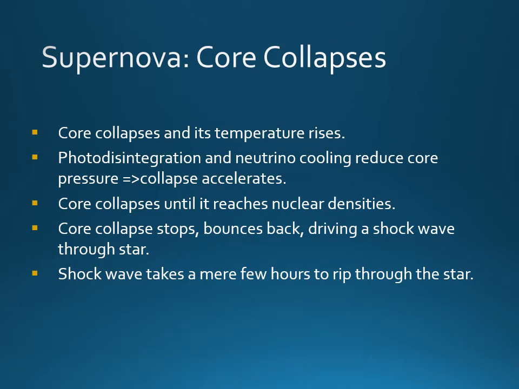The basic steps of core collapse are as follows. As the core collapses, its temperature rises. Photodisintegration and neutrino cooling reduce core temperature and pressure, accelerating the collapse. The core collapses due to the force of gravity until it reaches nuclear densities. Core collapse stops and bounces back, driving a shock wave through the star. The shock wave takes a mere few hours to rip through the star.